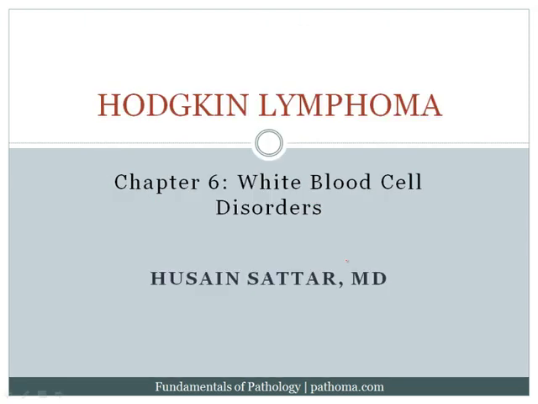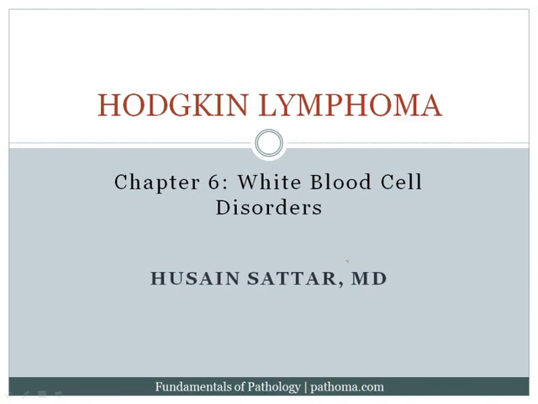Once you've understood non-Hodgkin's lymphoma, you can now then move to Hodgkin's lymphoma. And Hodgkin's lymphoma is not too difficult to understand. Basically, the notion in Hodgkin's lymphoma is that instead of having a whole mass of malignant cells, so for example, in a non-Hodgkin's lymphoma, the entire mass is composed of malignant cells.